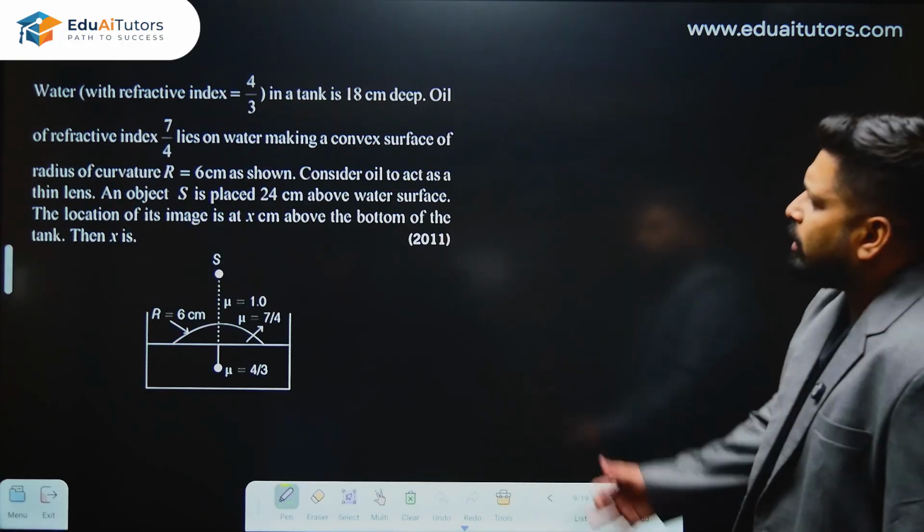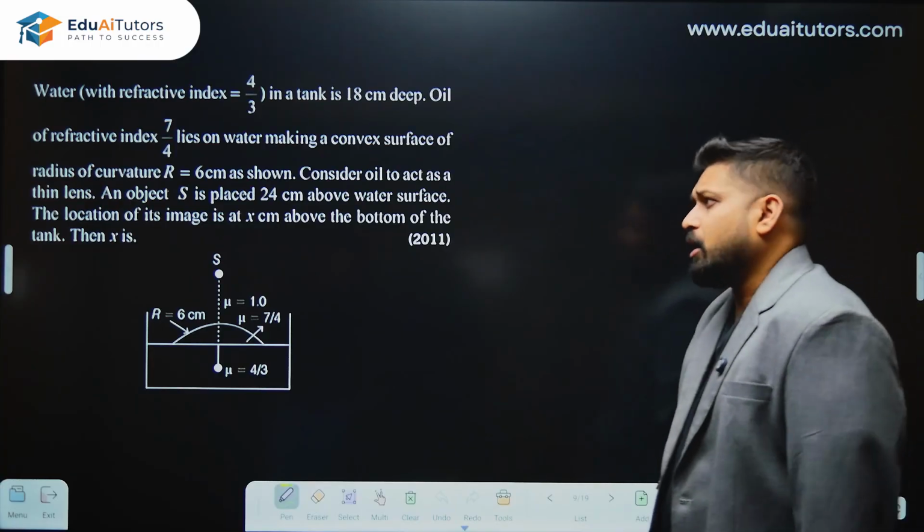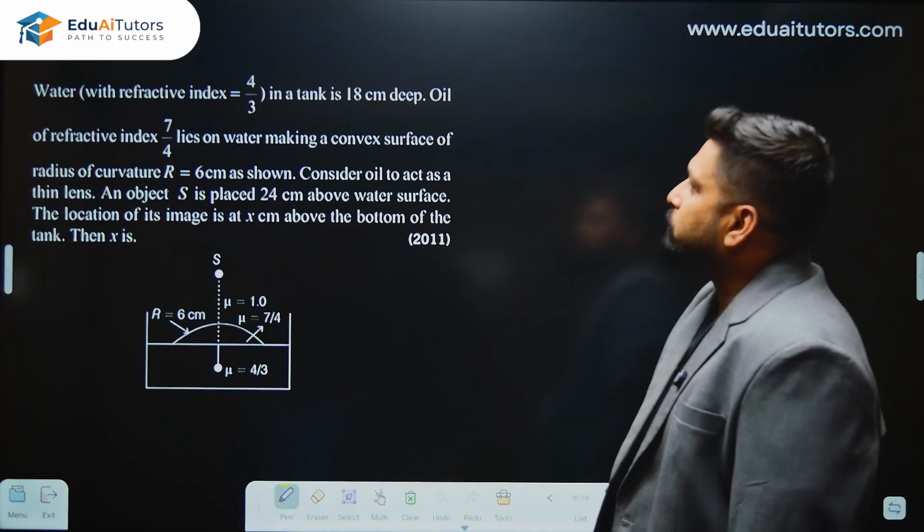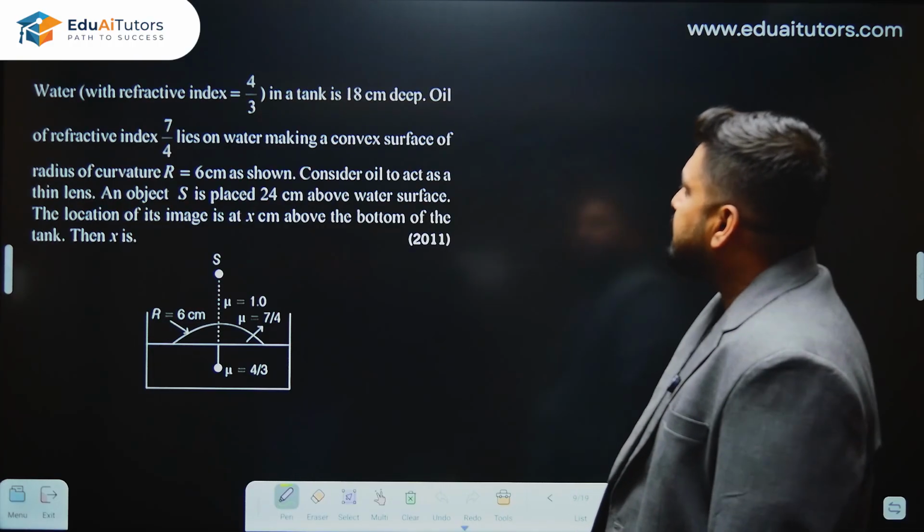You can again see a question from 2011, again quite a complex question, a good question. It says: water with refractive index 4 by 3 in the tank is 18 centimeter deep.